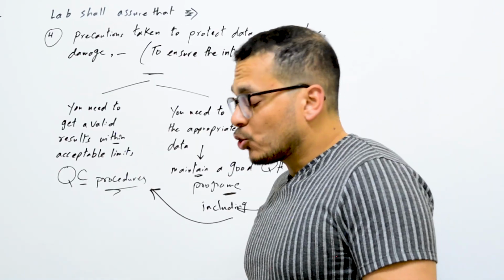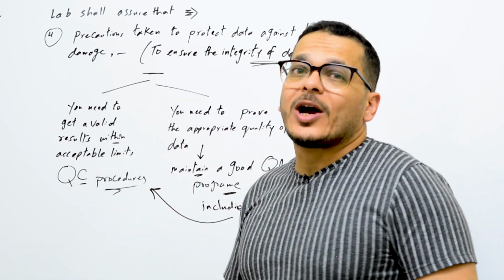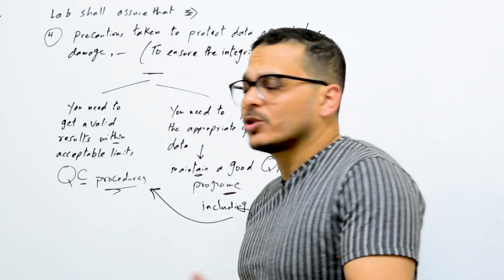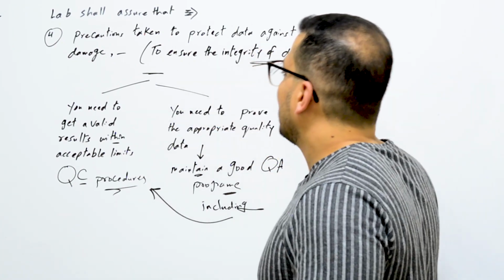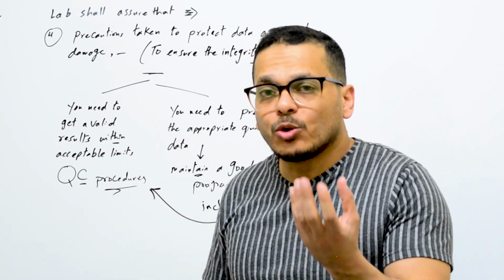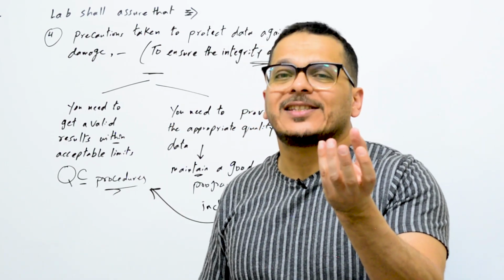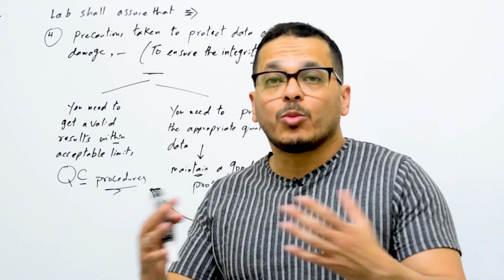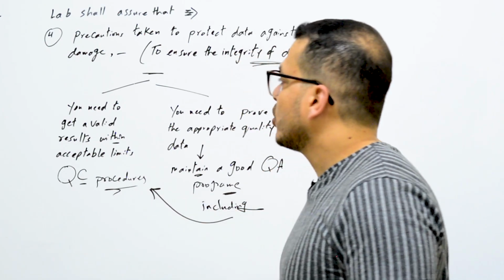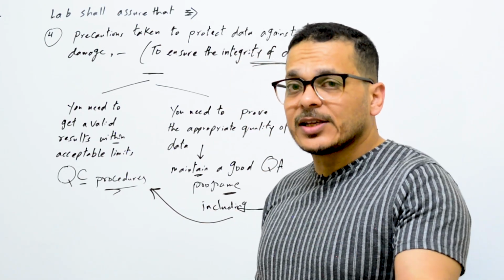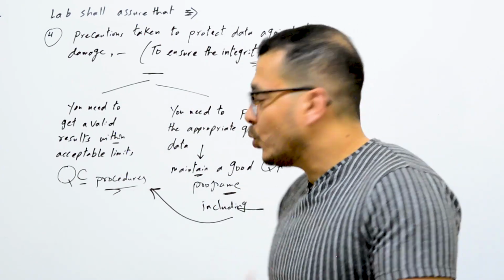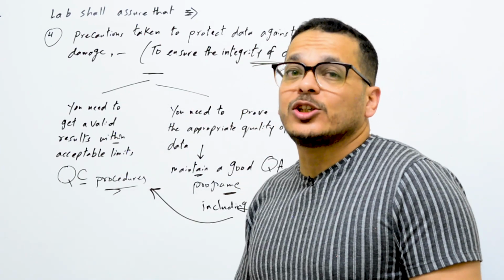And also under the quality assurance program, you have some precautions taken to protect the data generated from loss or damage, to ensure the integrity of data. All of these points are under the quality assurance program. So quality control procedures is one point under the quality assurance program, and both of them are under the quality management system. For quality control procedures, you need to get valid results within acceptable limits. And in the quality assurance program, you need to prove the appropriate quality of data.